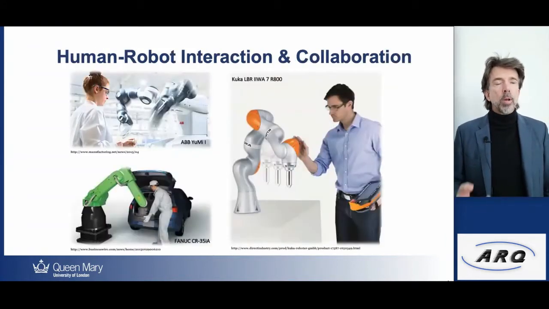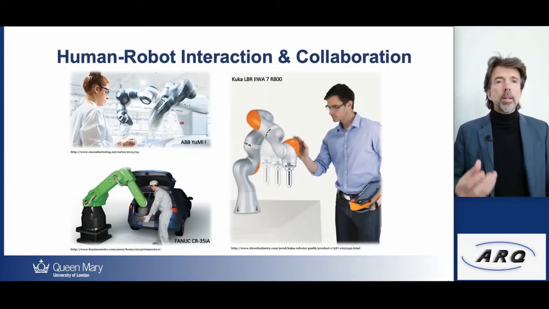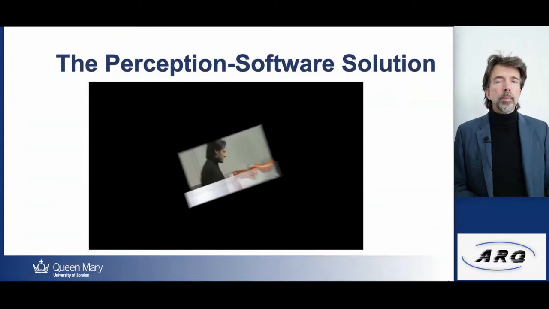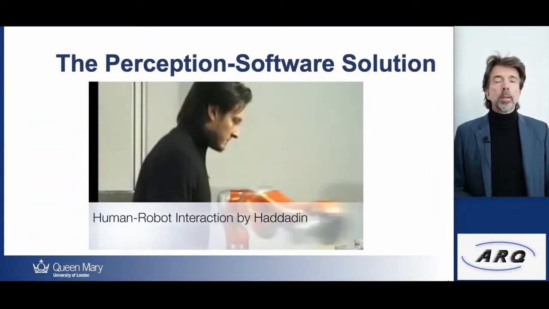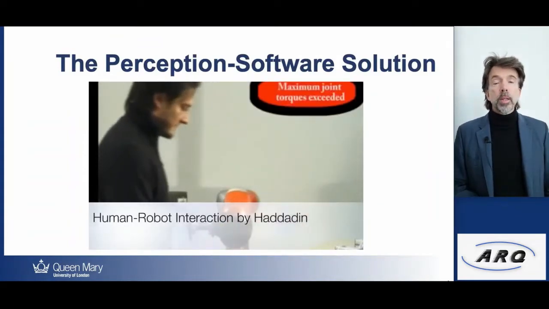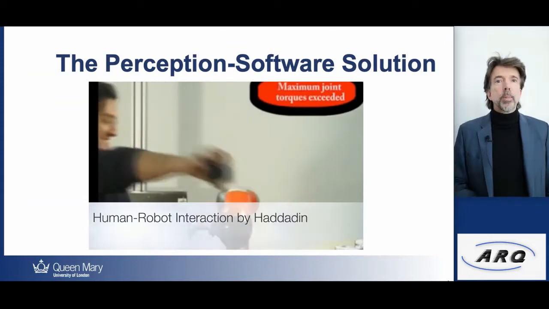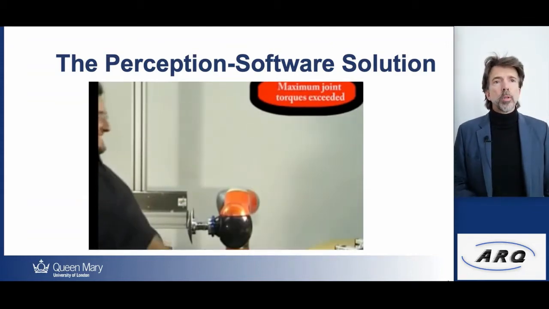However, there is now a great demand to move these robots out of their cages and to have robots that can interact with humans, can collaborate with them. One approach, which has been used in a number of areas, is, let's say, the perception software solution to human-robot interaction.